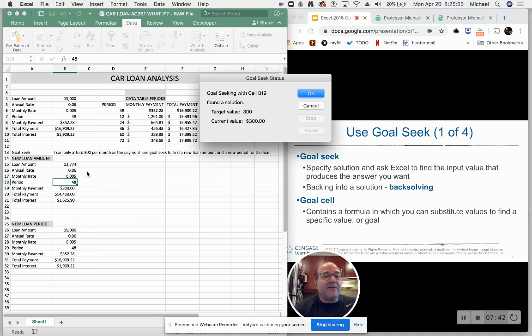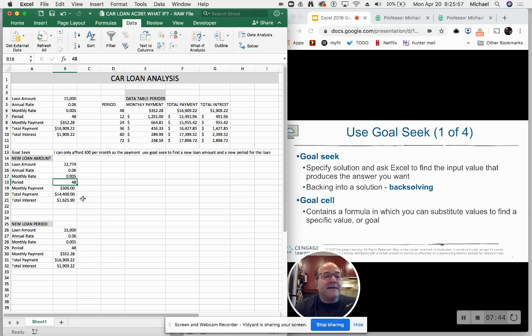Okay, so Excel calculates it for you, and what happens here, in order to have a monthly payment of $300, I can't borrow $15,000 anymore. I can borrow $12,774. Okay, with the same interest rate. Okay, so let's try it on this one now.